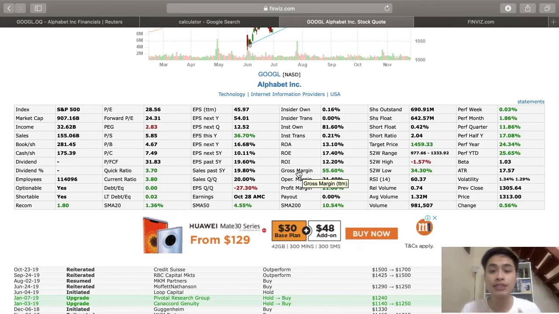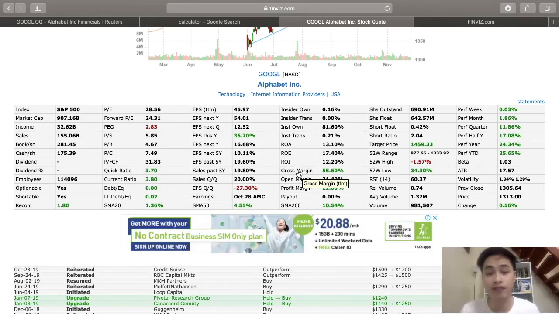Since we are using Finviz to do our calculation, we'll just use the Finviz gross profit margin in this case. But note that the difference is because Finviz is using the trailing 12 months, and Reuters, what we calculated just now, was using Google's performance between the years 2017 and 2018. So currently we are in 2019. That's why there's a difference in our calculation. But if you stick to the formula, you will get the correct gross profit margin.